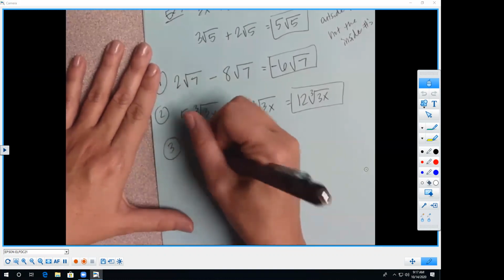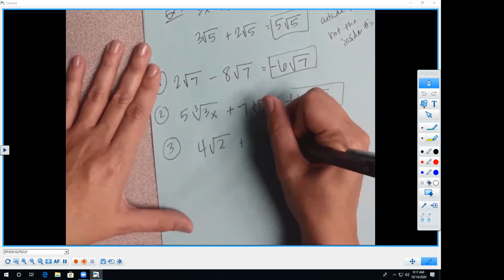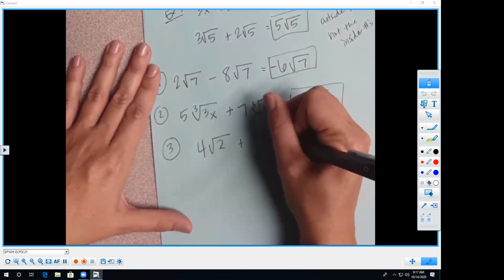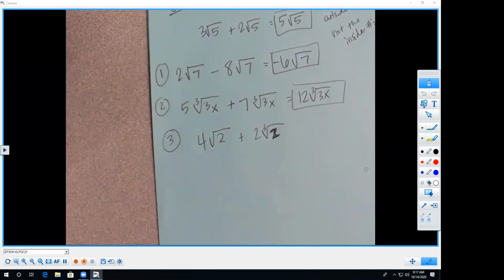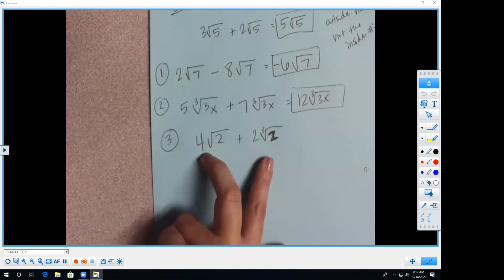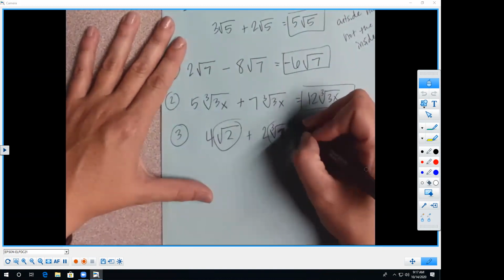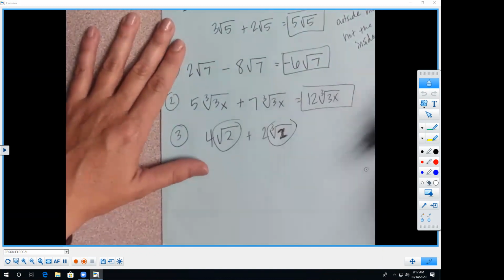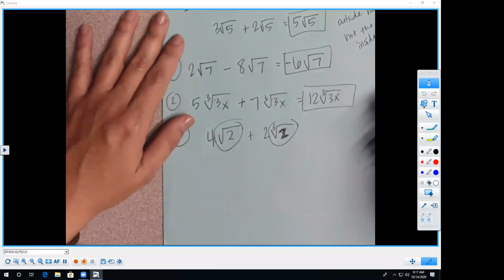So if we had 4 times the square root of 2 plus 2 times the cube root of 2, for this one, you cannot add these together. Why can you not add these together? Yeah, because square root and cube root, you cannot put together. They're two different things. So that's your answer. There's no way to add those two together.